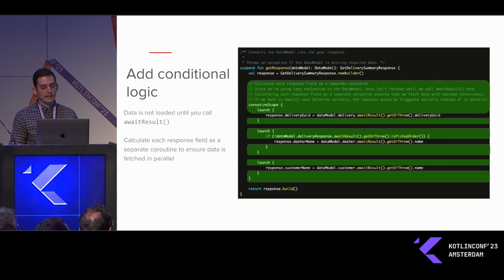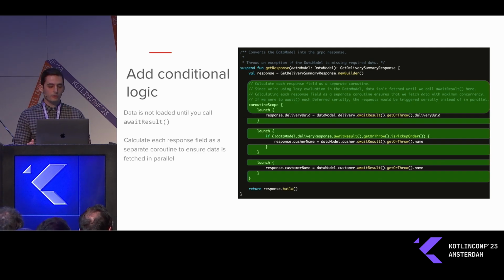So I solve this by computing each response field inside a separate coroutine. So Kotlin will fetch our data with maximum concurrency. Coroutines are cheap, so even if you have dozens of response fields, the overhead is minimal.